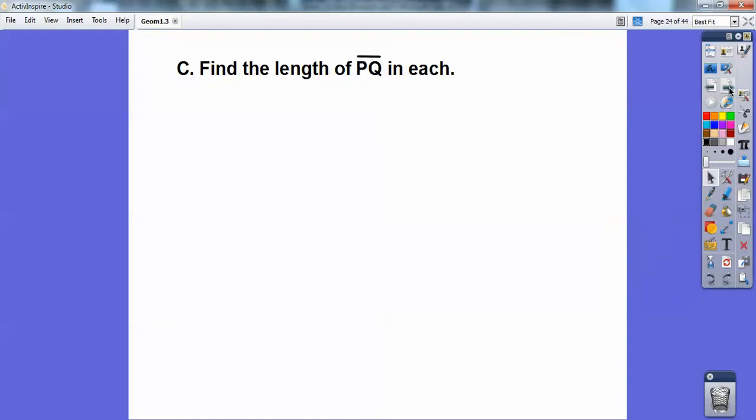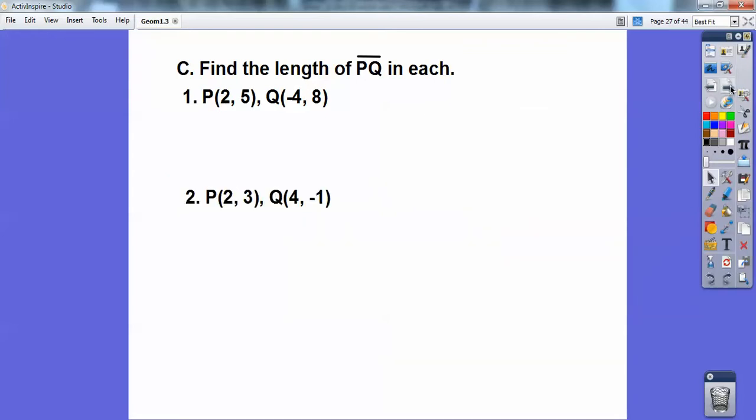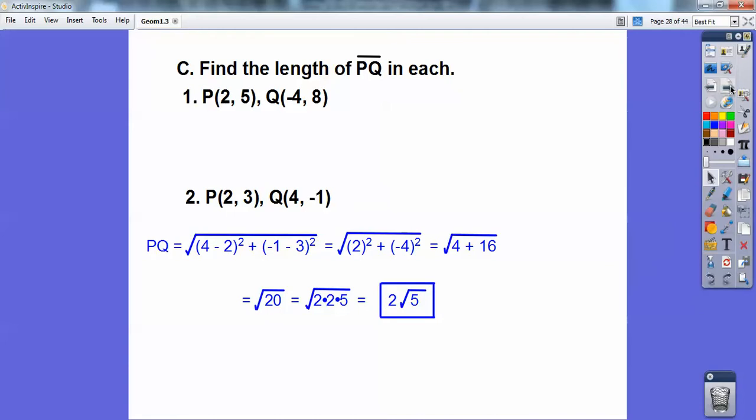Okay, find the length of PQ in each. Again, some more distance formula. Here we go. So PQ, if you do it correctly, you get 3 root 5. I just did x2 minus x1 squared plus y2 minus y1 squared. You end up getting the square root of 45, which is 9 times 5, which is 3 times 3 times 5, so you get 3 root 5. Same with this one here. A little bit more practice there, and you should get 2 root 5.